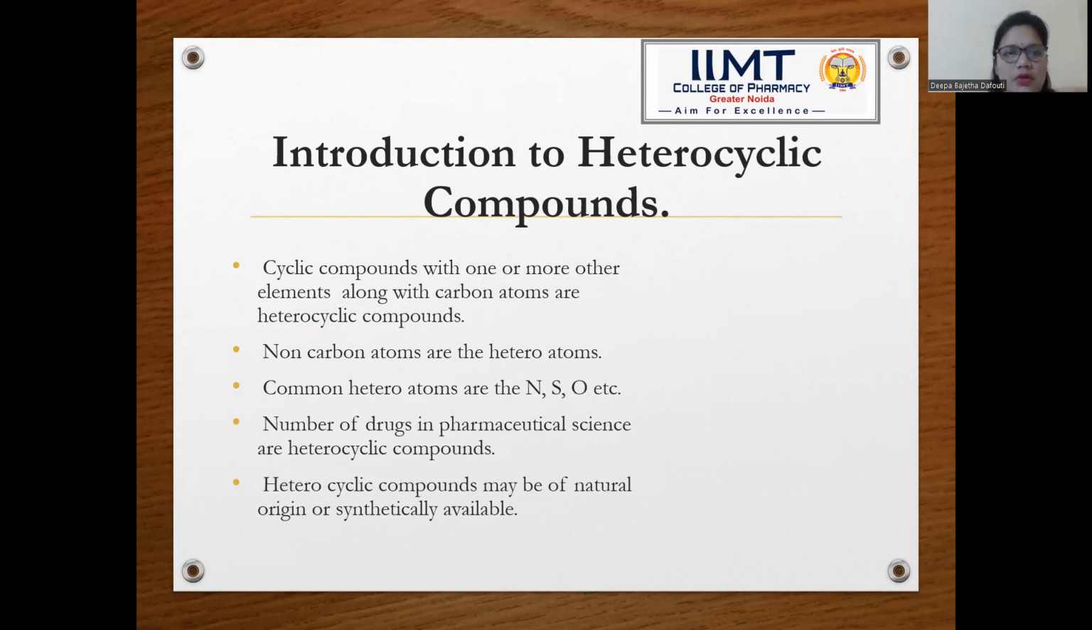Heterocyclic compounds are compounds that contain at least one or more than one heteroatom in the ring. Or we can say that heterocyclic compounds are organic compounds that contain rings composed of carbon and other atoms. In nature, the heteroatoms are mostly nitrogen, sulfur, and oxygen. These common heteroatoms are also called non-carbon atoms. A number of drugs in pharmaceutical science are heterocyclic compounds, available synthetically or naturally in the market.